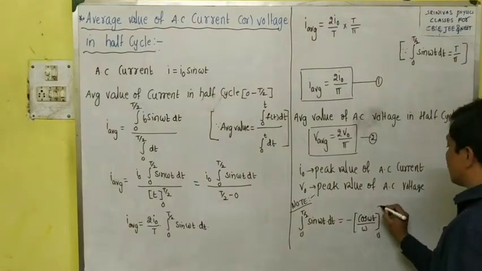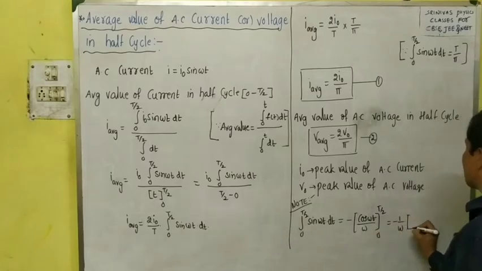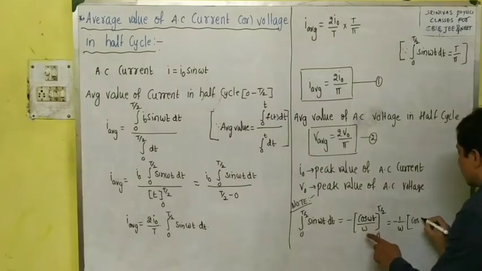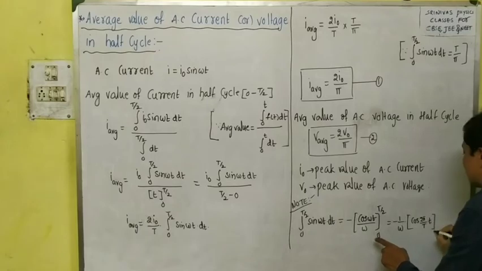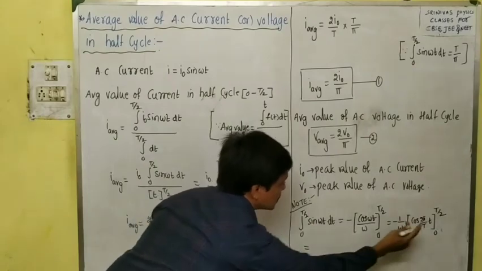0 to T by 2 is the limits. Here minus 1 by omega we write outside. We will get like this: cos omega t, we write omega as 2 pi by capital T into small t. The limits are 0 to T by 2. Now substitute the limits. Just go for like this continuation.